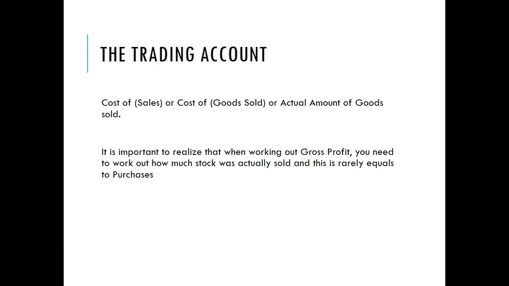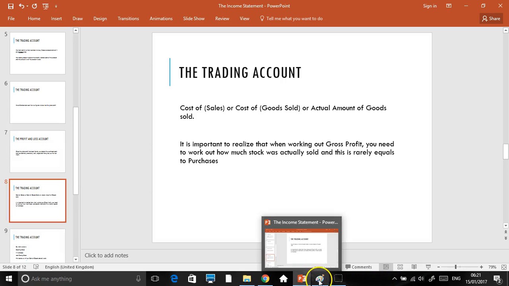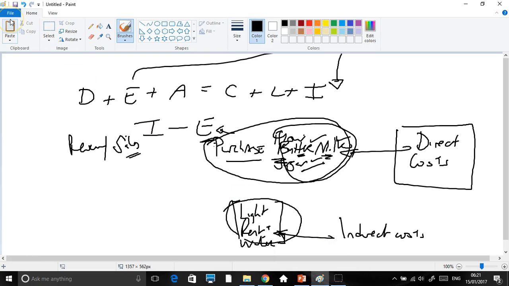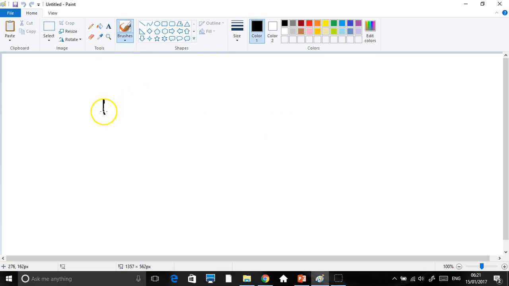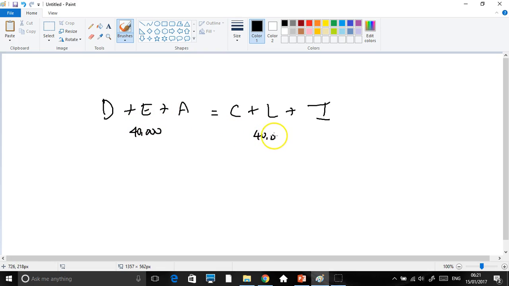Okay, so this thing here, this cost of sales, we talked about it earlier on, and if you remember, let's just go back here to show you the theory again, always trying to bring theory into this so that you can see what we're saying. Remember, we had D plus E plus A is equal to C plus L plus I. So for example, remember we said we bought some goods worth 40,000, on credit, and then we sold 20,000 worth of those goods for 30,000.